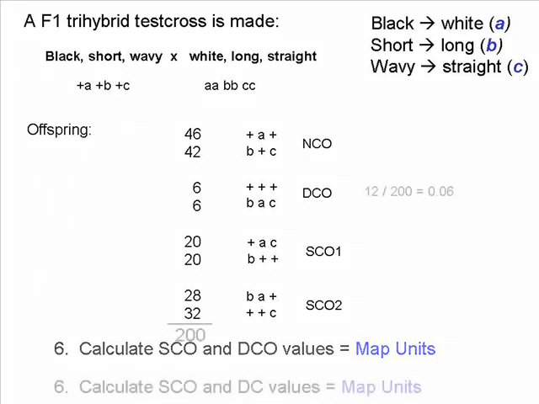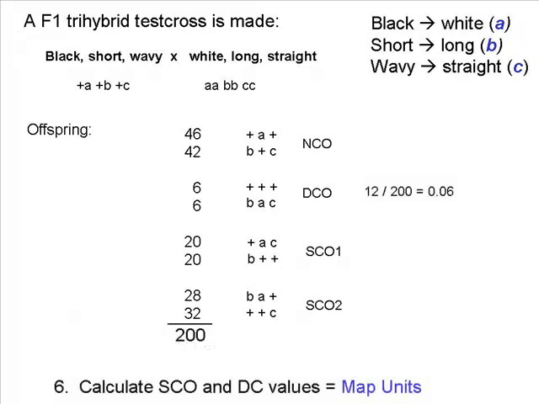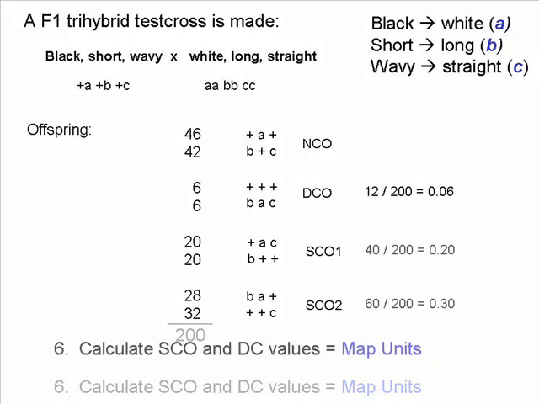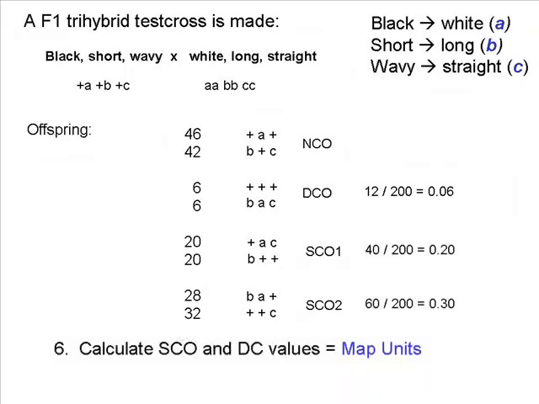So there's the double crossover. We had a total of 12 progeny out of a total of 200. So that's 6% or 6 map units or 0.06 as a fraction. We want to have then 20 plus 20, which is the second form here, our single crossover number 1, divided by 200, is 20 map units. And then finally 28 plus 32 is 60. So that divided by 200 is 30 map units.